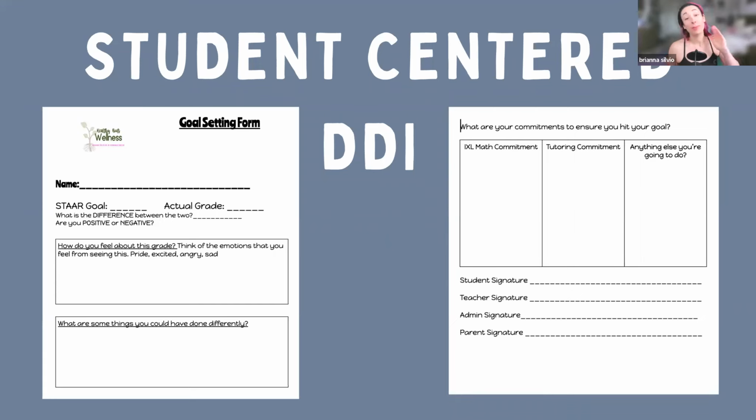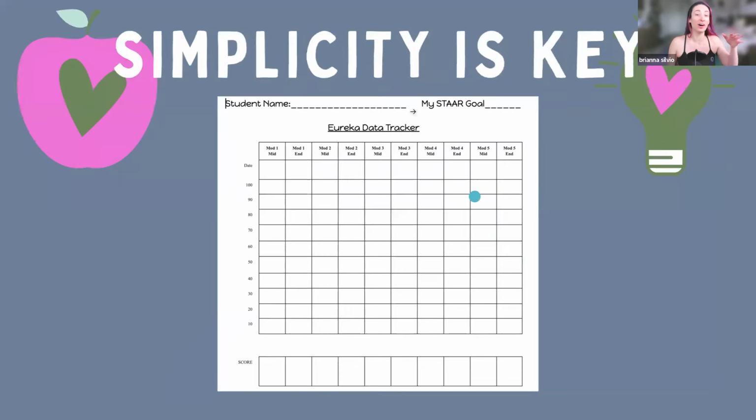Then we go into their commitment bands. Are they willing to do anything extra? Are they willing to come to tutoring? And I give them free rein. I ask, what do you feel like you can do right now? They sign it, I sign it, our administration signs it, and then the parents sign it. And this goes in their folder, their binder, their desk, sometimes the garbage, let's be real.